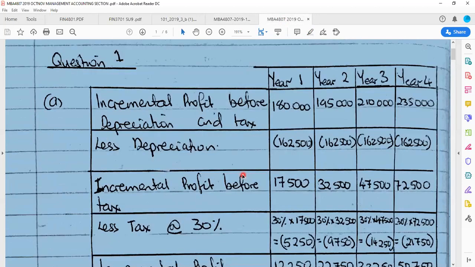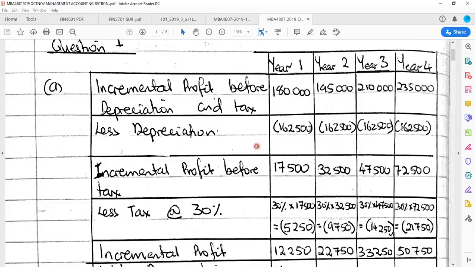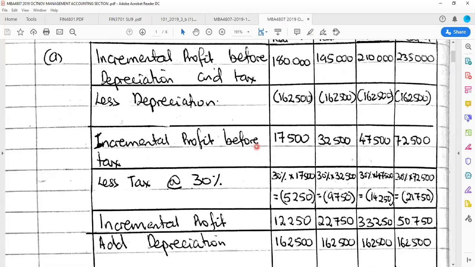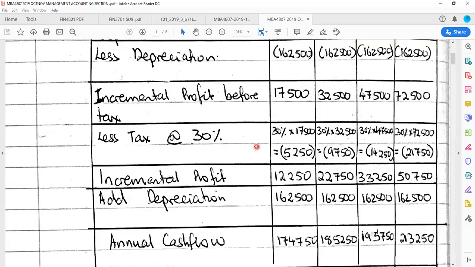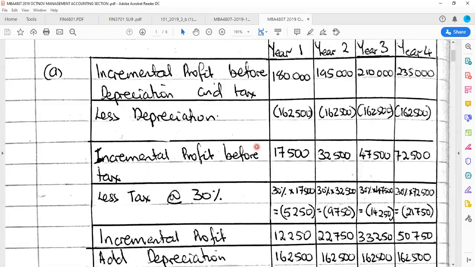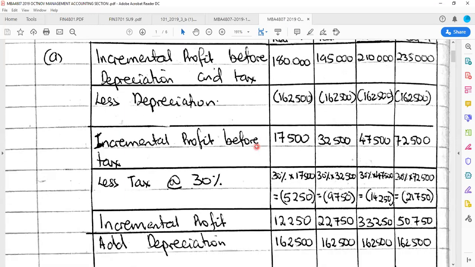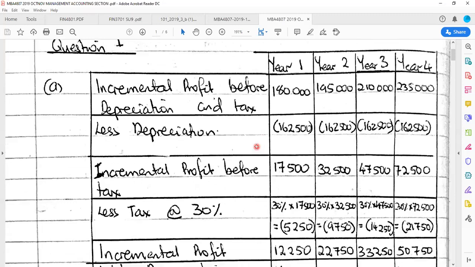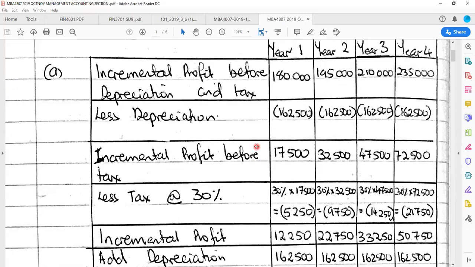Now, you need to be comfortable with this template to calculate the incremental cash flow. Sometimes with the annual cash flow, they say ignore tax. You don't have to worry about tax. I'll explain how you would approach the question if you're told to ignore tax. But if there's tax, this is the template. You start with your incremental profit before depreciation and tax, these amounts right here. And then you subtract depreciation.